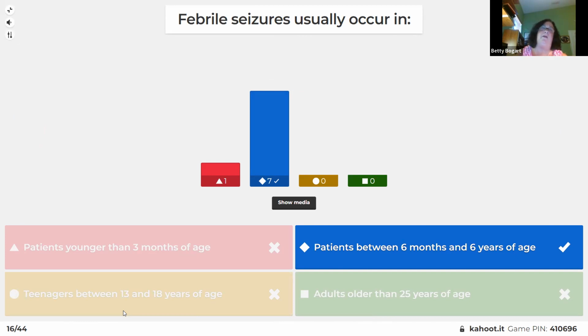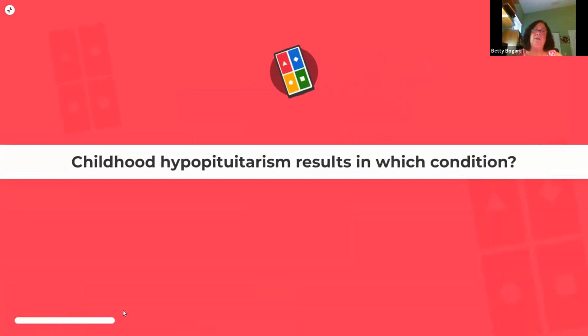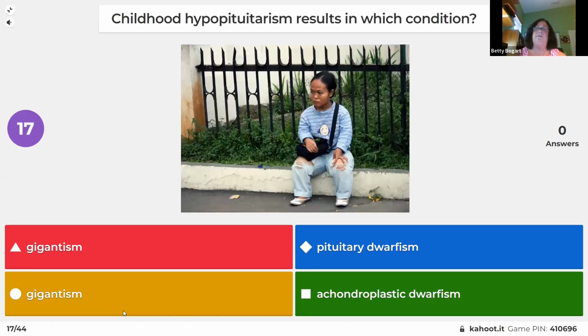What do we tell a parent whose child just had a febrile seizure? Does my child have epilepsy? Well, the answer is no. We can't determine that on one seizure. Usually they grow out of them. Usually it is not epilepsy unless it occurs more and more frequently. Childhood hypopituitarism results in which condition?